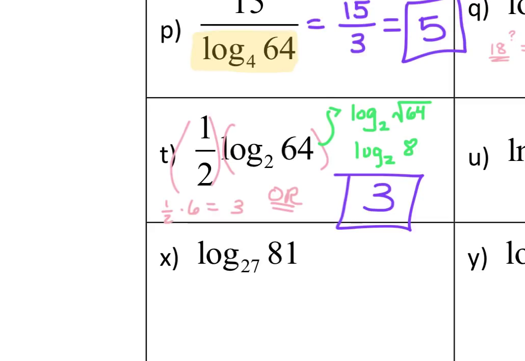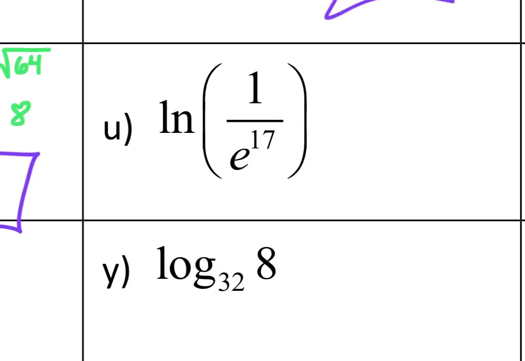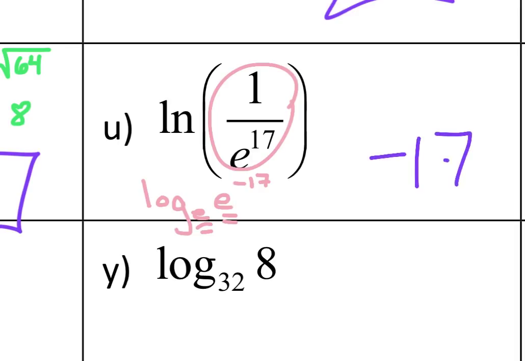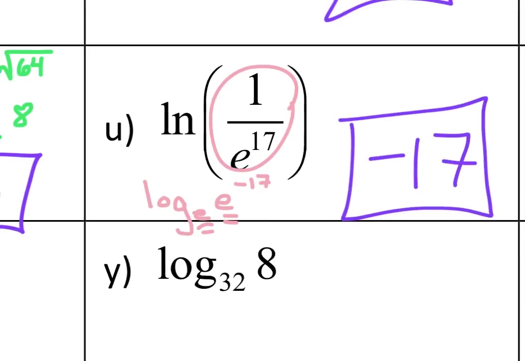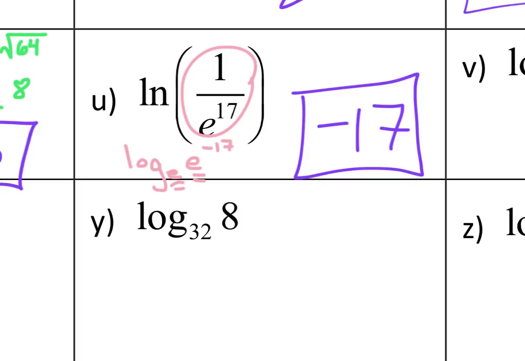Now, this problem is similar to letter S in that you should recognize that ln is log base e, and also recognize that 1 over e to the 17th is e to the negative 17th. And when the base of the logarithm is the same as the base with the power on it, your answer is just whatever that power is. So your answer to this one is negative 17.